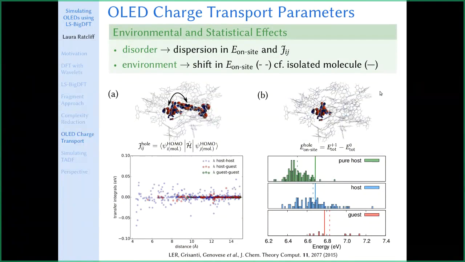But when it comes to the on-site energies, we do see not only some significant dispersion in the values, but we also see a net shift in average value compared to what you would get if you just looked at an isolated molecule. So in this case, it really does make a significant difference being able to treat some kind of realistic morphology rather than just looking at gas phase molecules.